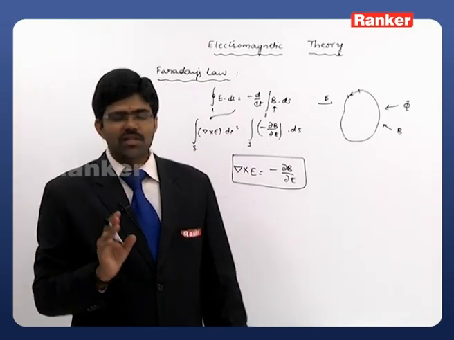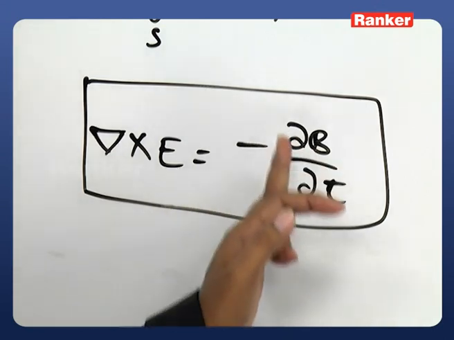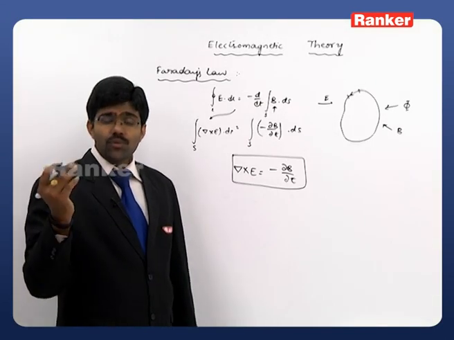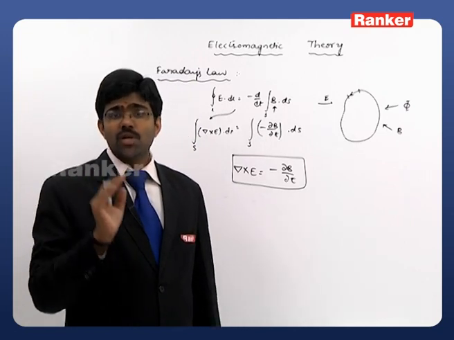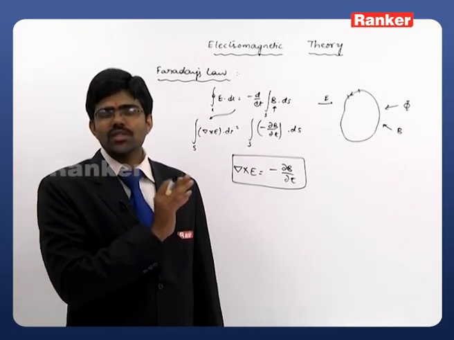So this is a simple modification that we need to remember: del cross E is equal to minus dou B by dou T. One more equation is there, that is del cross H is equal to J. That del cross H is equal to J was also modified by our Maxwell. Now we will observe how it was modified.